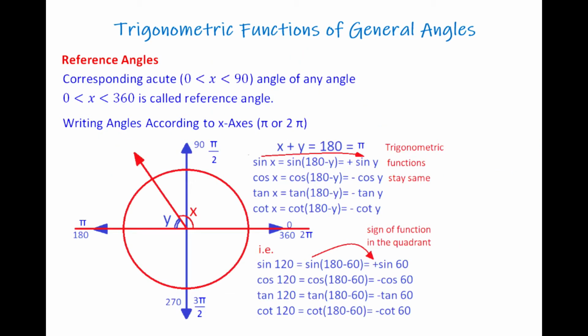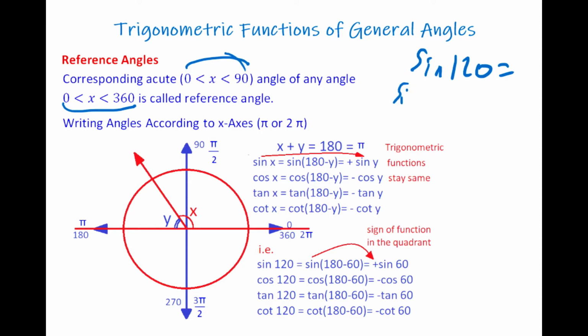And in this subtopic, guys, we have reference angles. The corresponding acute angle, which is between 0 and 90 degrees, of any angle which is between 0 and 360 is called a reference angle. So in order to calculate, for example, let's say sine 120, we need to convert it to a reference angle which is between 0 and 90 degrees so that we can easily evaluate the function.